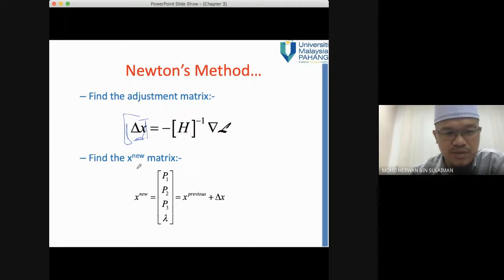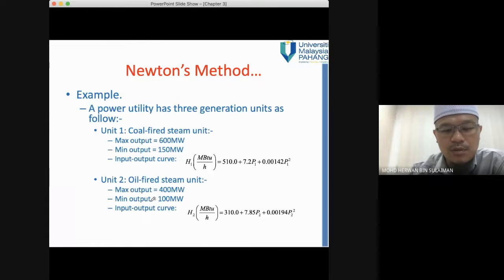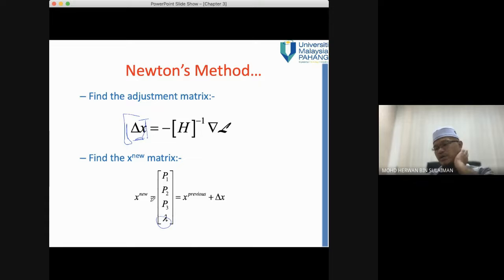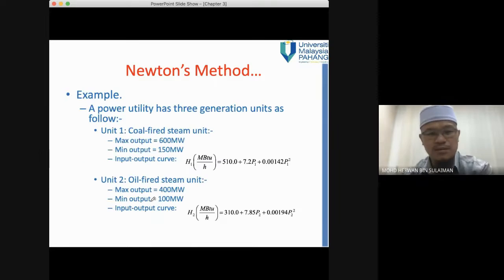And then for the next iteration, because this is just one iteration only, so this is the initial value previous plus this one. So you akan dapat terus jawapan. Dapat terus jawapan untuk lambda sekali. Boleh, kita cuba tengok contoh lah, so you can get how the method is being done.